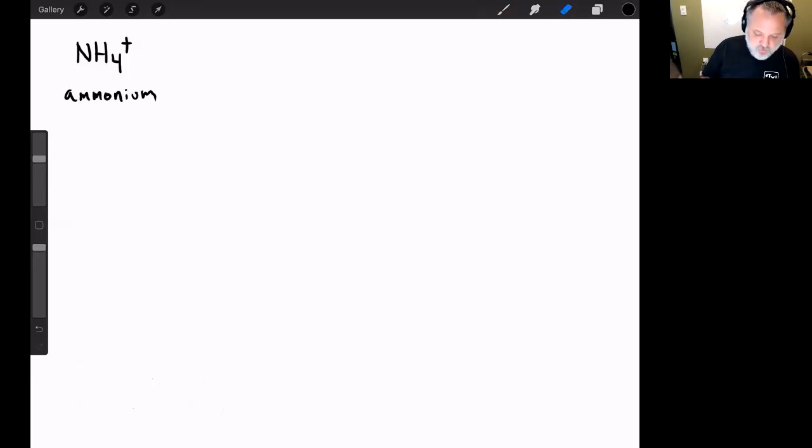Okay, so these are the polyatomic ions that don't have a pattern, and all the pattern does is help you memorize them. But that does bring up another one that doesn't fit the pattern. So I'll just put it up here off to the side. This one is hydroxide.